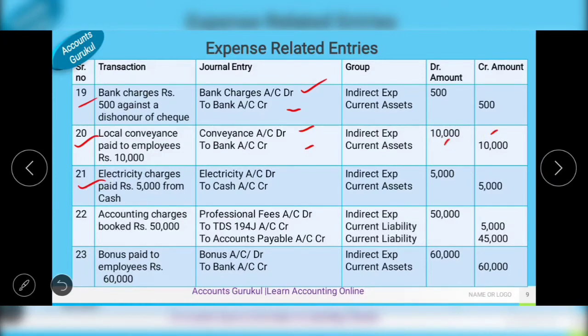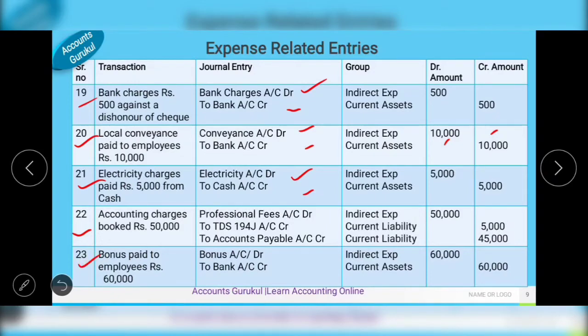Then the next one is that electricity charges paid rupees 5,000 from cash. So again the electricity charges jo hai wo hum logon ne cash mein pay kiya hua hai. So electricity charges account debit to cash account credit. Then the next, accounting charges booked 50,000. So yahan pe bhi TDS complexity add ki hai ki accounting charges booked for 50,000 rupees. तो प्रोफेशनल फीस अकाउंट डेबिट, to TDS account credit of 5,000, to accounts payable is 45,000. तो प्रोफेशनल फीस सिर्फ 50,000 का है, उसके ऊपर TDS at 10% credit, that's 5,000, and the net after deduction of the TDS, that 45,000 is payable to the vendor as accounts payable account.